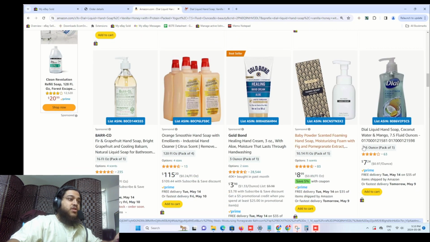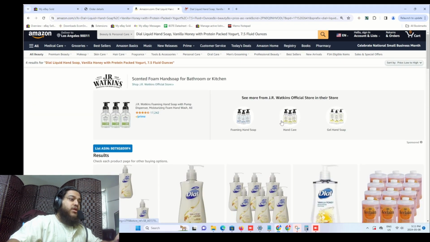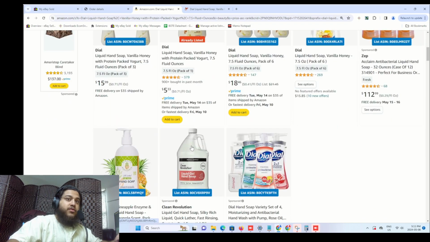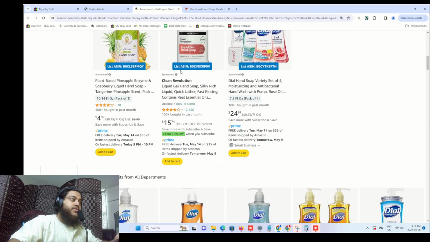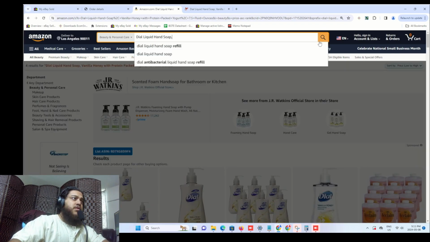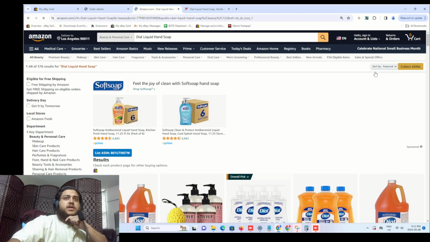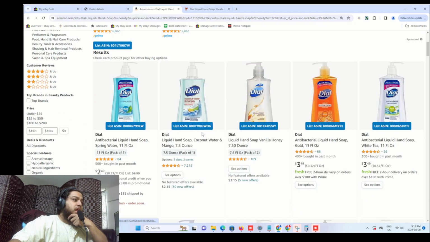So let me see if I can find maybe a similar item for cheaper, and then see what I can do from there. So 533. Let's see. I'm going to put in hand soap. Let's see if I can find something cheap. I'm going to sort it from price low to high. There we go. We see it for 249.